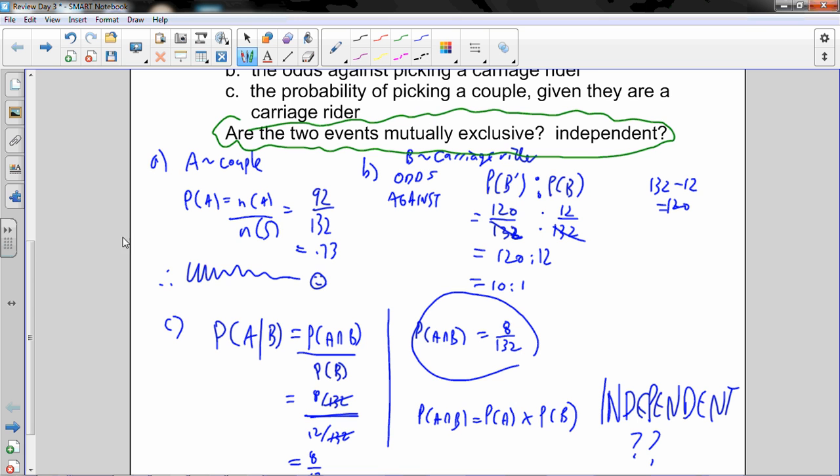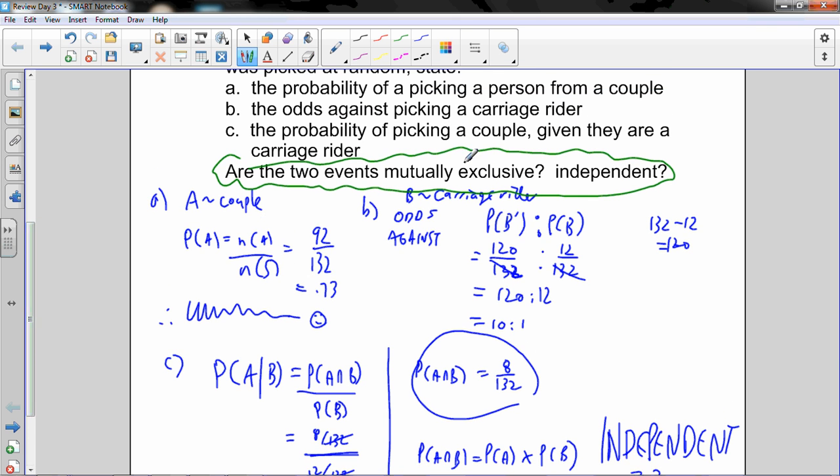Are the two events mutually exclusive? Mutually exclusive means, is it possible for them to happen at the same time? And if the answer is no, it's impossible for them to happen at the same time, they're mutually exclusive. So are these two events mutually exclusive? No, because there's eight people that were in both a couple and horse and buggy carriage riders. So no, are they independent? The question you ask yourself there is, do the events affect each other? Do the events affect each other?